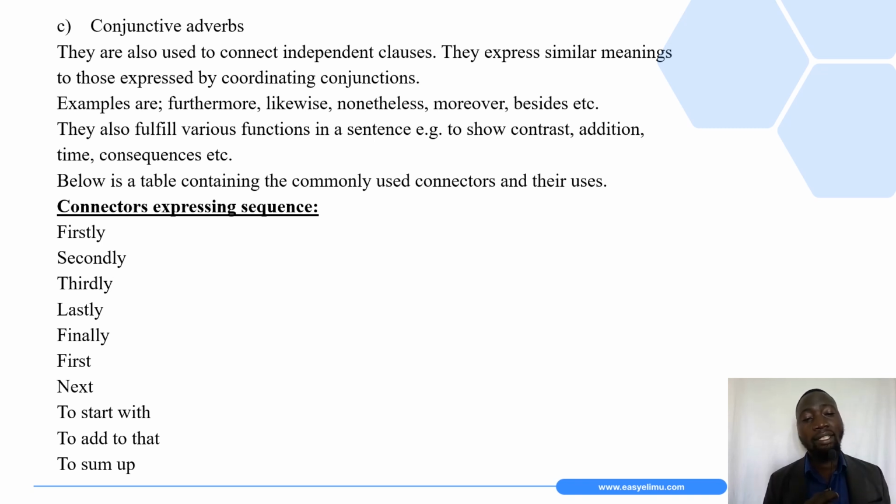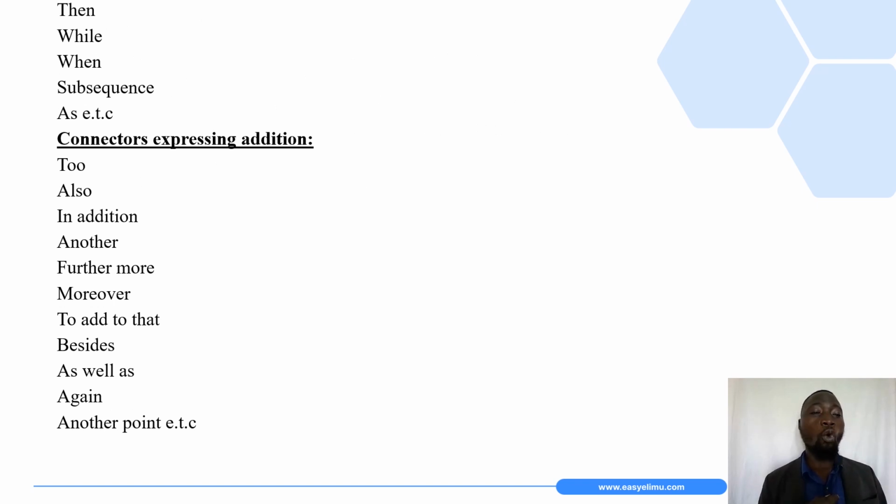In this group, we have connectors like firstly, secondly, thirdly, lastly, finally, first, next, to start with, to add to that, to sum up. We also have others like then, while, when, subsequently, as, etc. In another group of function, we have connectors that are used to express addition. In this group, we have examples like also, in addition, another, furthermore, moreover, to add to that, besides, as well as, again, another point, etc.